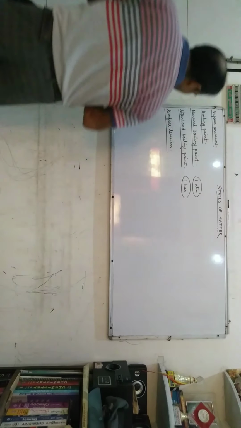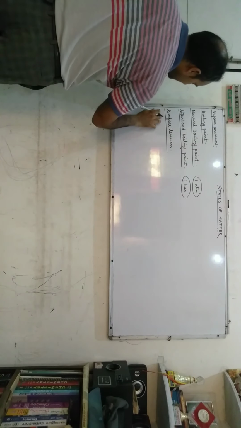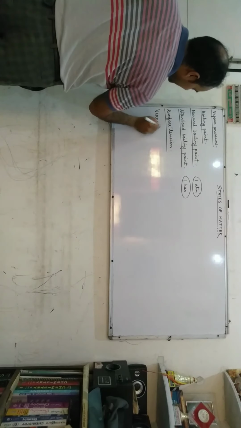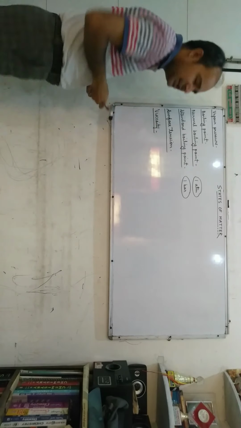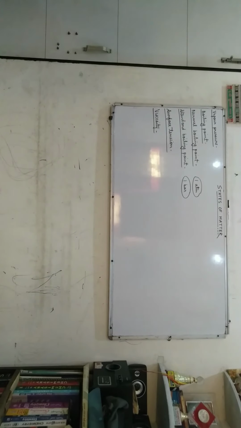Now, the last topic of this chapter is viscosity. Viscosity is defined as the resistance to flow which arises due to internal friction between the layers of fluid as they slip past one another while liquid flows. The SI unit of viscosity is Newton second per meter square.